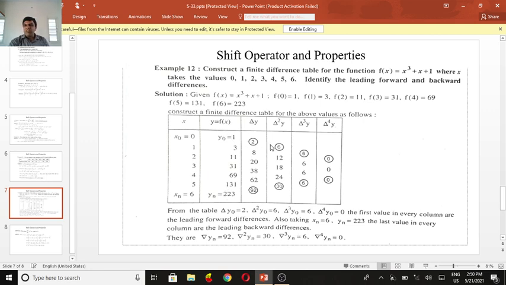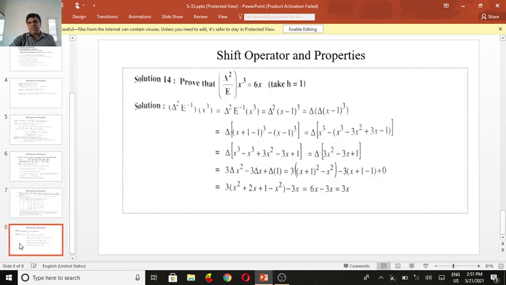This is the forward differences. See, this is the backward differences. If you come to the bottom, this is the backward differences. So del yn is 92, del square yn is 30, del cube yn is equal to 6, del raised to 4 is equal to 0. This is the way the forward and the backward differences we can find, by using the E operator or simply by formula. Now we come to one more example.